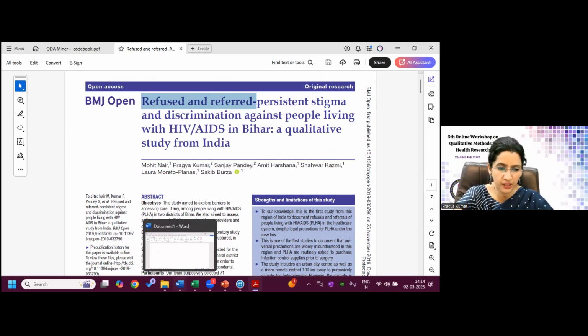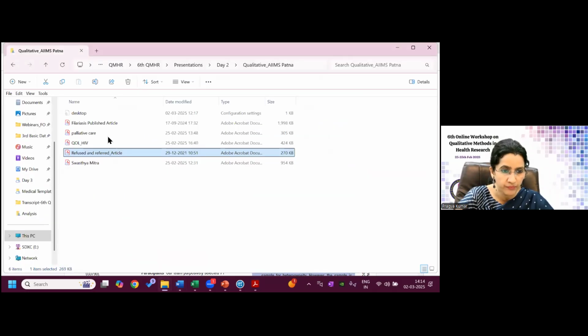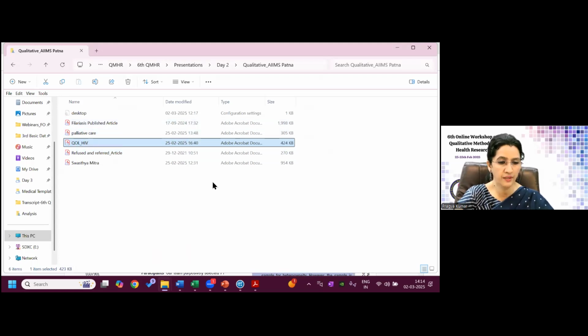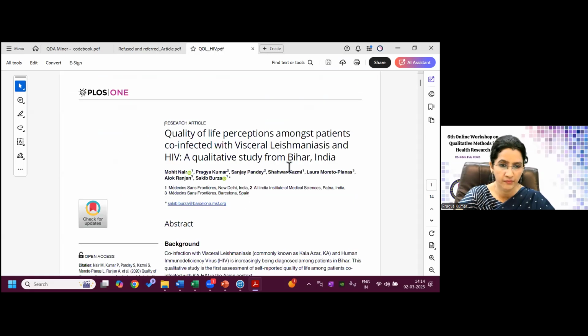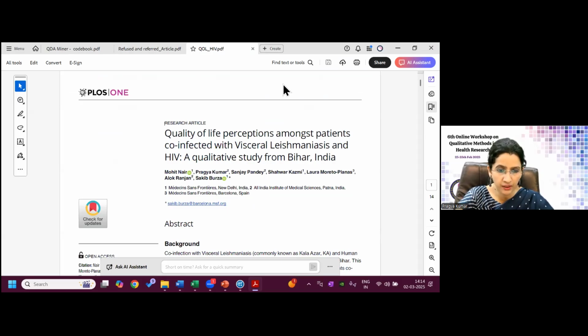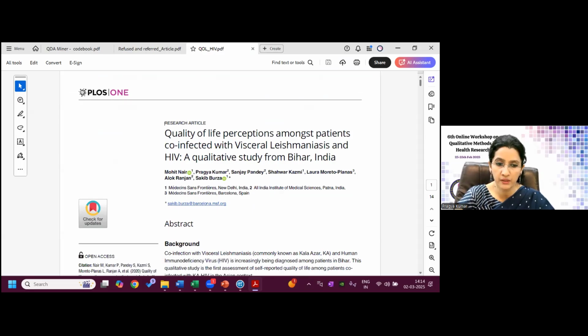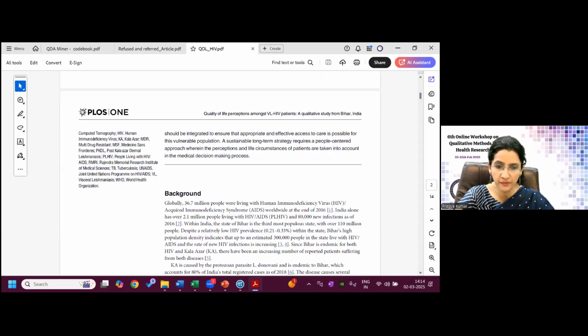But it is not always possible to find one theme. Let's say I open this quality of life HIV study, which we did in about 2018 or 19. This was the quality of life perception among patients co-infected with visceral leishmaniasis and HIV, which we did with MSF India.